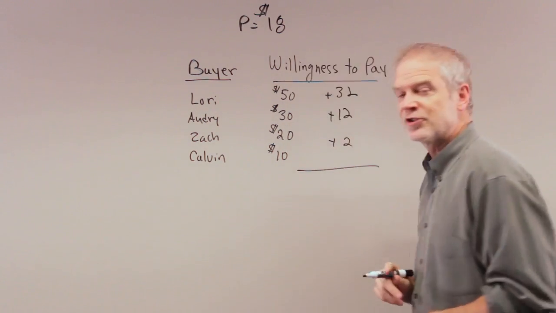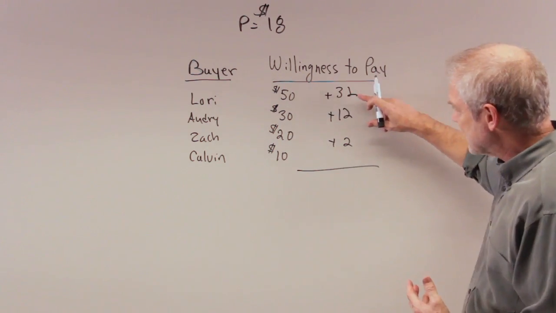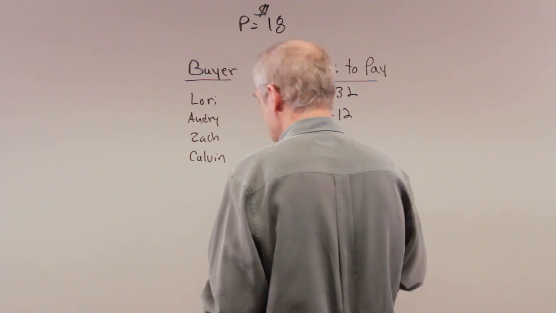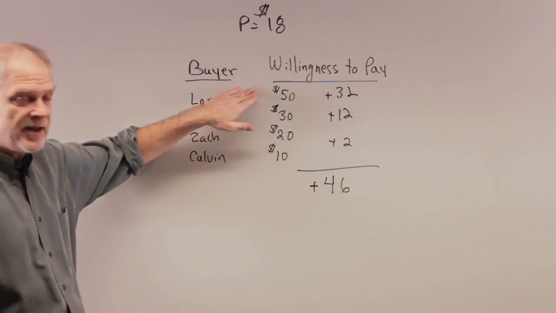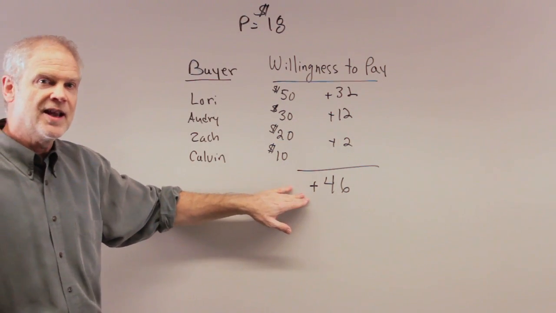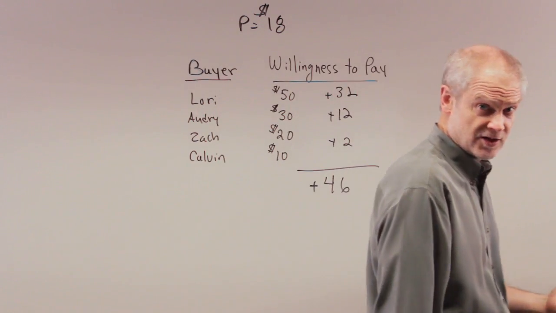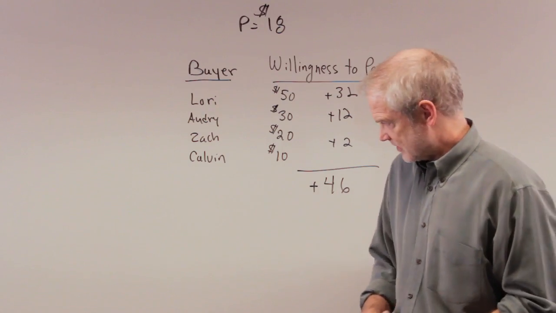To get the total surplus in the market, in this little 4-person market, we simply add up all the surpluses and we get 46. So the consumer surplus, the difference between what consumers are willing to pay and what they have to pay, added up in this particular market, comes out to $46. You can see that the answer is C, $46. Okay? Now, let's say the price wasn't $18.